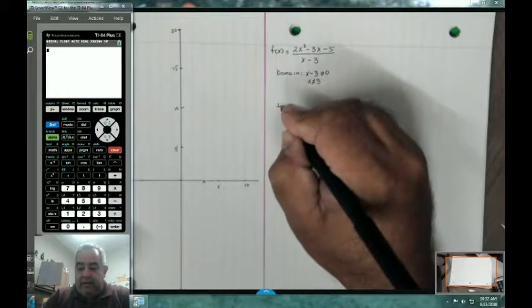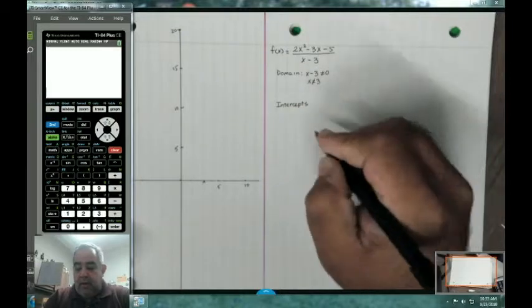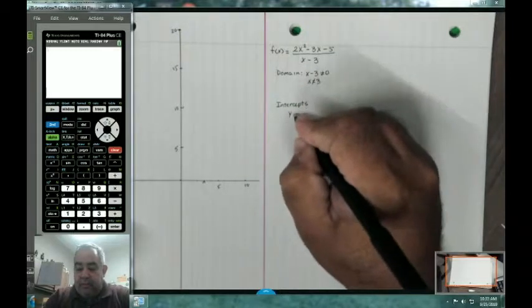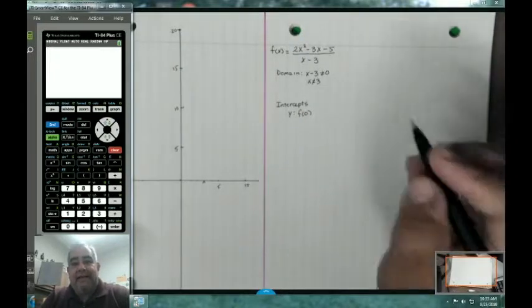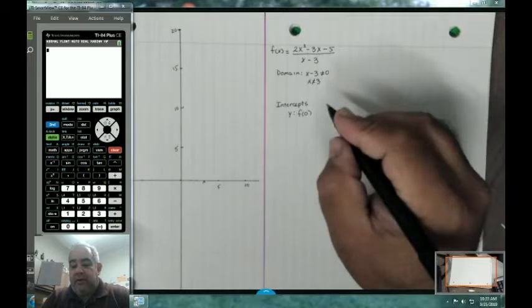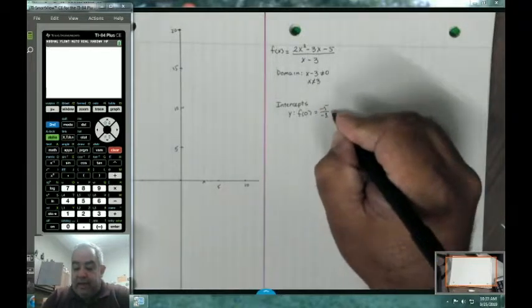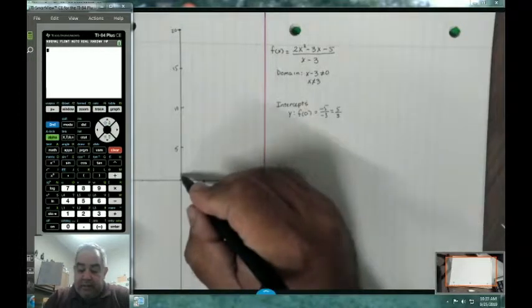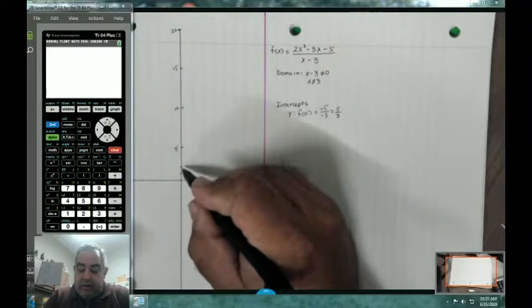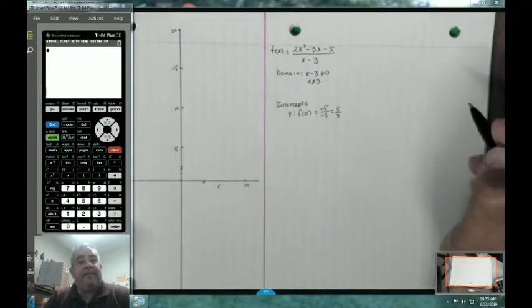Now we're going to look at the intercepts. The y-intercept is going to be f at 0. As we talked about in class, that blanks out everything but the constant, so I'm going to get minus 5 over minus 3, which equals 5/3. Okay, so that's going to be at 1 2/3, which is roughly about here. So far that's what I have.